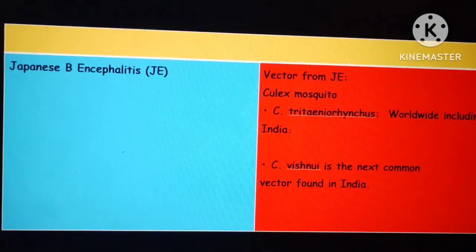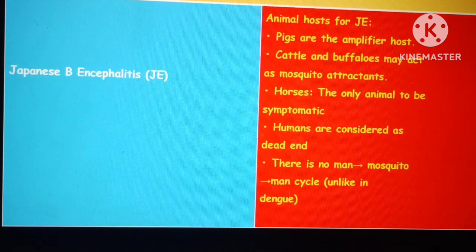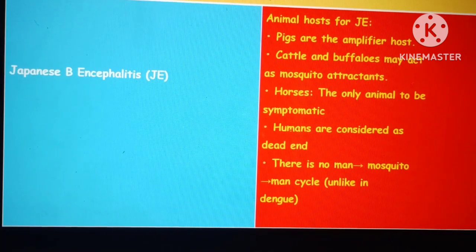Japanese encephalitis: the Culex mosquito is the vector, and in India it is Culex tritaeniorhynchus and Culex vishnui. Coming to the animal hosts, pigs are the amplifier host, and cattle and buffalo can also act as hosts, but horses are usually symptomatic. Humans are the dead end, and there is no man-mosquito-man cycle.